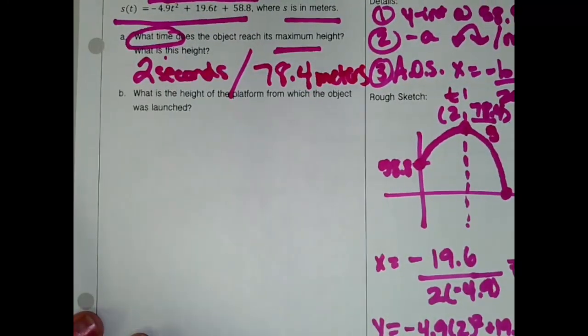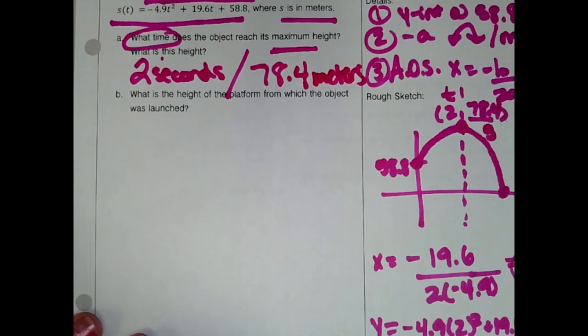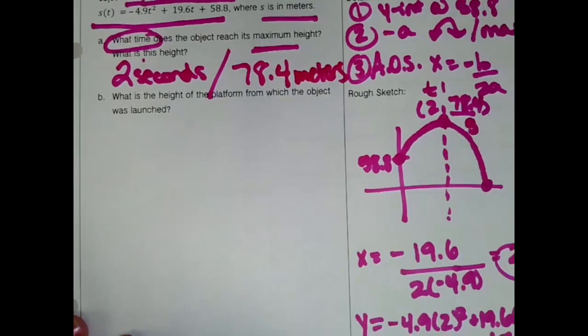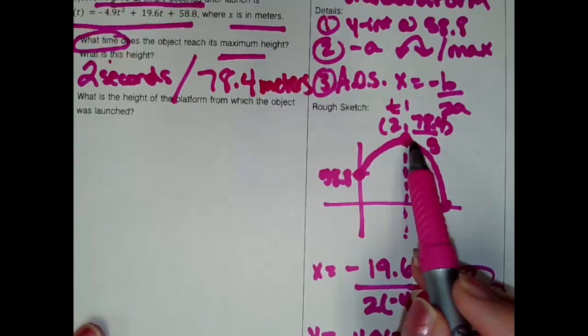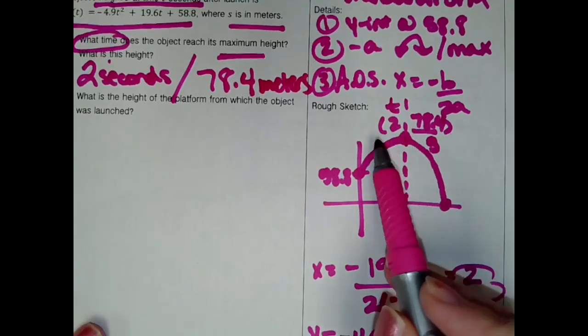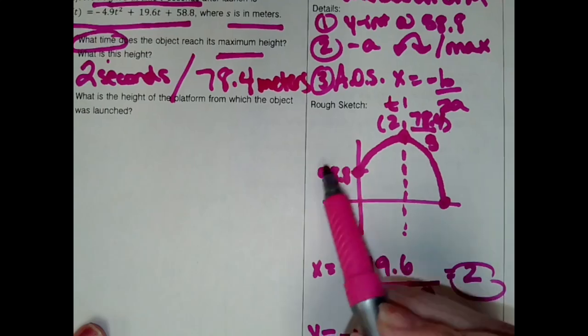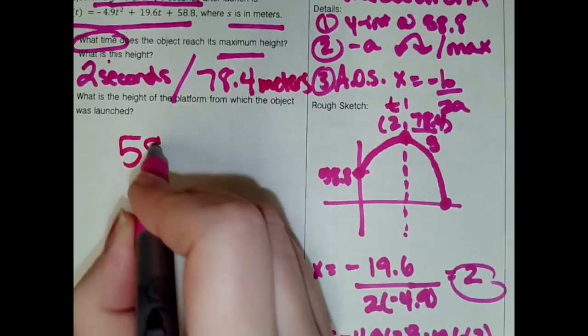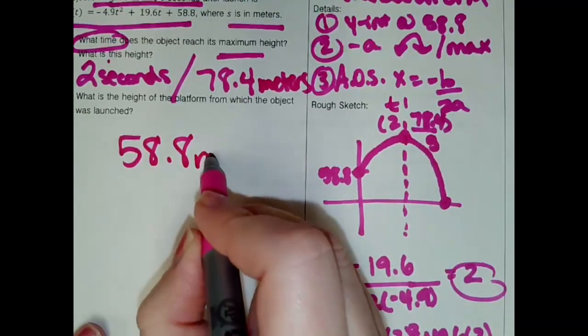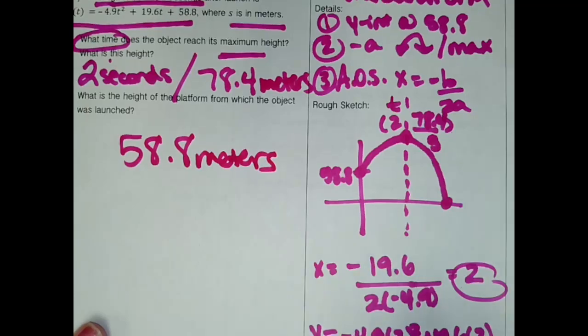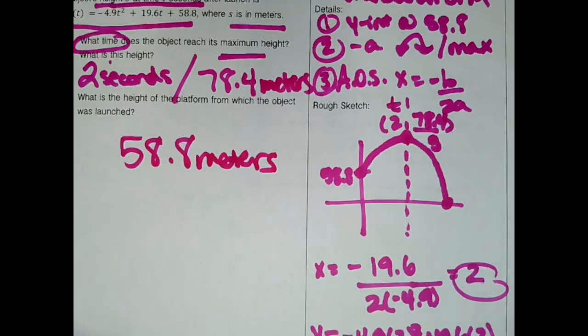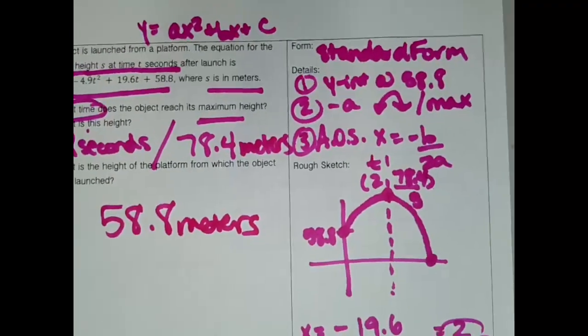Part B. What is the height of the platform from which the object was launched? So it's not asking about the max anymore. That's dealing with the starting point. When it started, what height did it start at? Well, that's our y-intercept, which was 58.8. Once again, you do need to put your units of measure. That would be 58.8 meters.